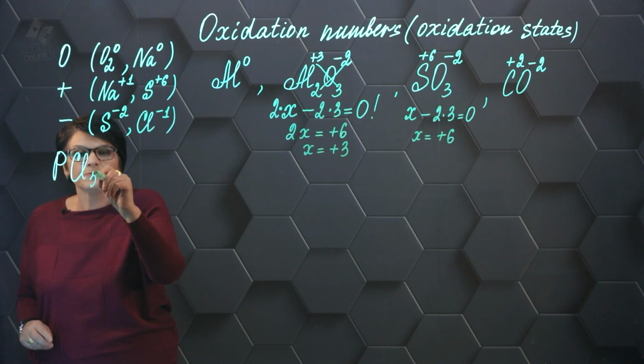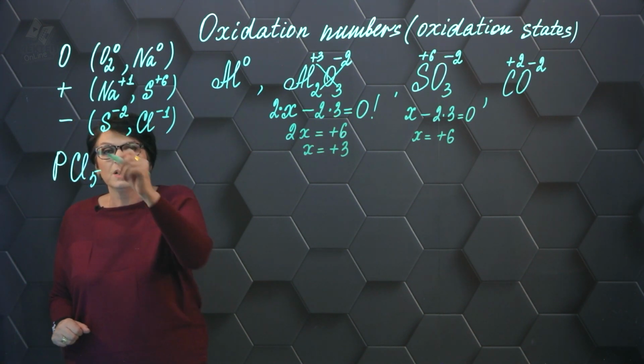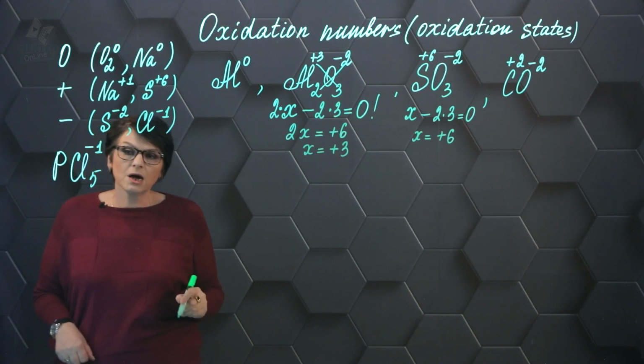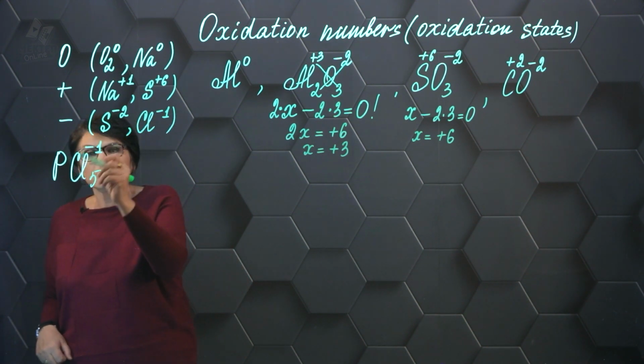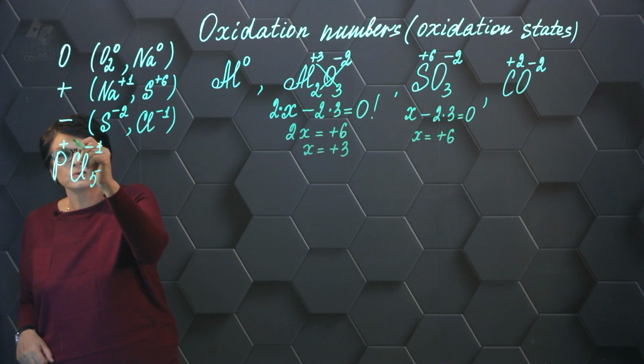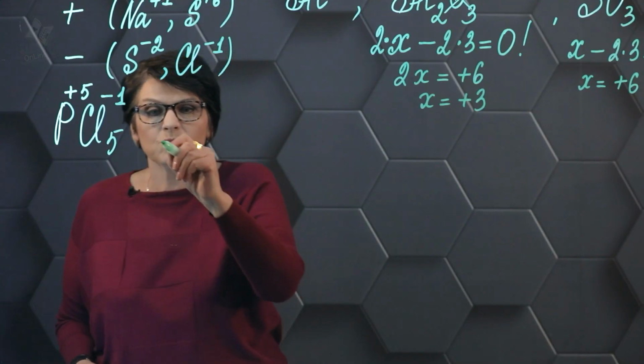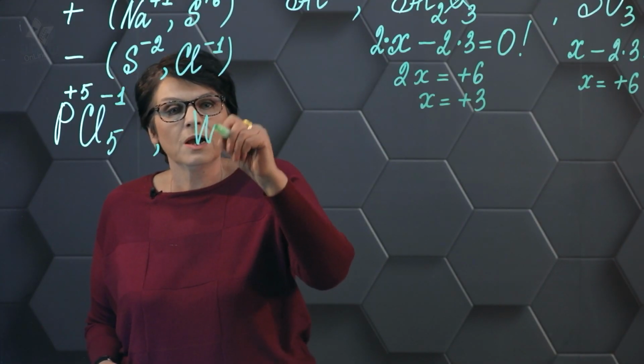PCl5, phosphorus chloride 5. Okay, chlorine has a group of 7. It's 1 electron short of completion. And then through the rule of the cross, phosphorus will have +5. This is where the rule of the cross works. Next example, tungsten WO3.